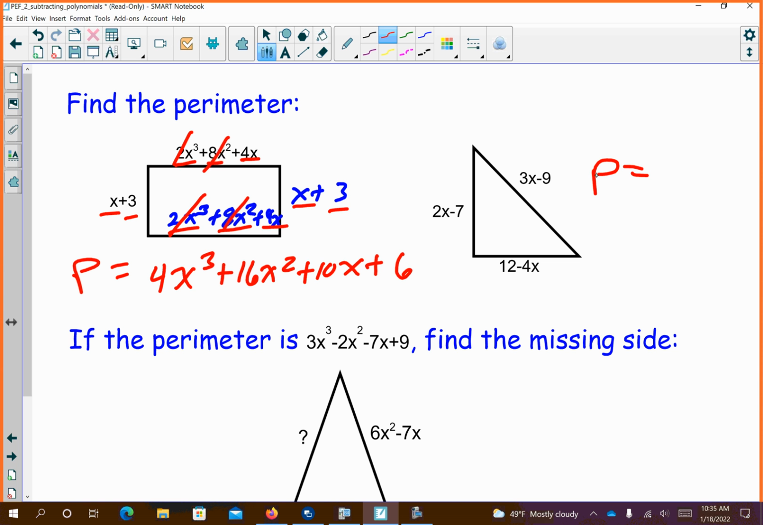Perimeter of the next one. So I have 2x and 3x, which is 5x. 5x minus 4x is? 5 minus 4 is 1x. 1x is the same thing as x. Cool. All right. And then negative 7 and negative 9 combined together to give me negative 16. Negative 16, add 12 to that, it should be negative 4. There's my perimeter of that one.